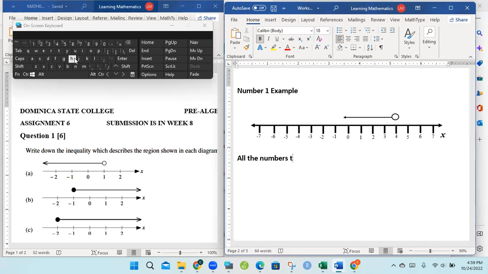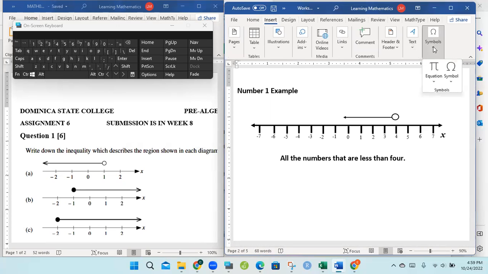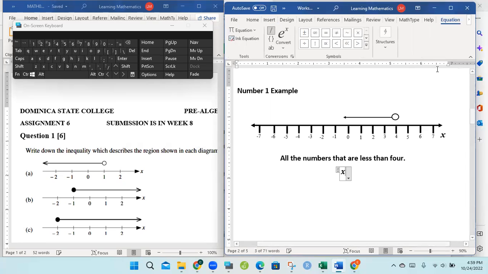And as I'm doing this, you can do this with part A in the assignment. Here it is, that's at 1 pointing towards the left. Mine starts at 4 pointing towards the left. All the numbers that are less than 4. So here is the description of what this diagram is conveying, and we're going to translate it to mathematical notation.